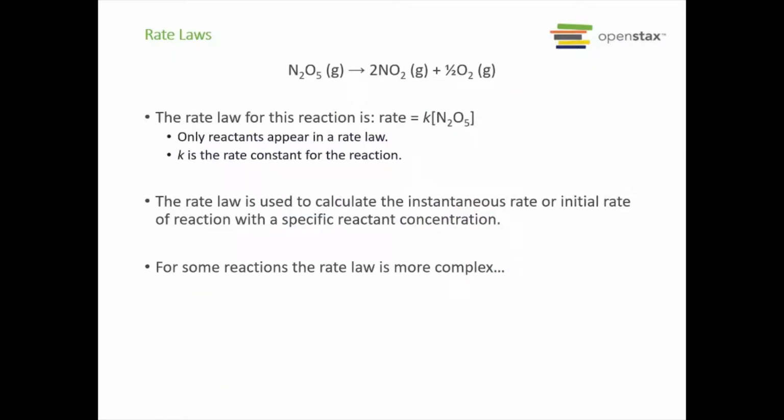So different reactions have different rate laws. Stoichiometry doesn't tell us anything about our rate law. For instance, the reaction here, N2O5 becomes 2NO2 plus 1/2 O2. The rate law is the rate is equal to k times the concentration of N2O5. Only reactants appear in a rate law. Okay, this holds true for everything. And k is the rate constant for this reaction. Every different reaction has a different k.